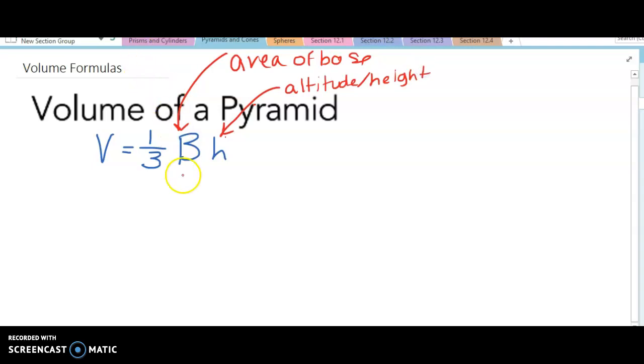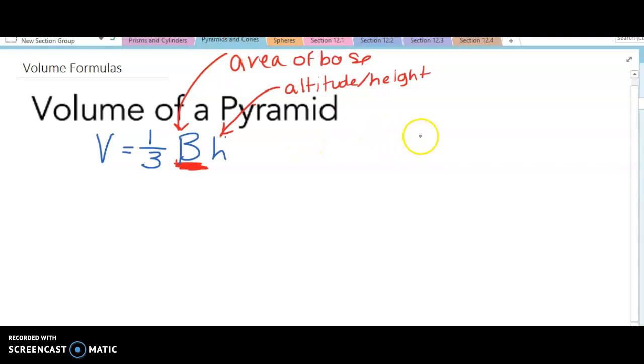Okay, so the area of the base will be a different formula depending on what shape the base is. So if it's a triangle, it'd be 1/2 base times height. If it's a square, it'd be side length times side length. If it's a regular pentagon, it'd be 1/2 apothem times perimeter. Okay, so depending on the base, the formula we use for this big B right here is going to be different.